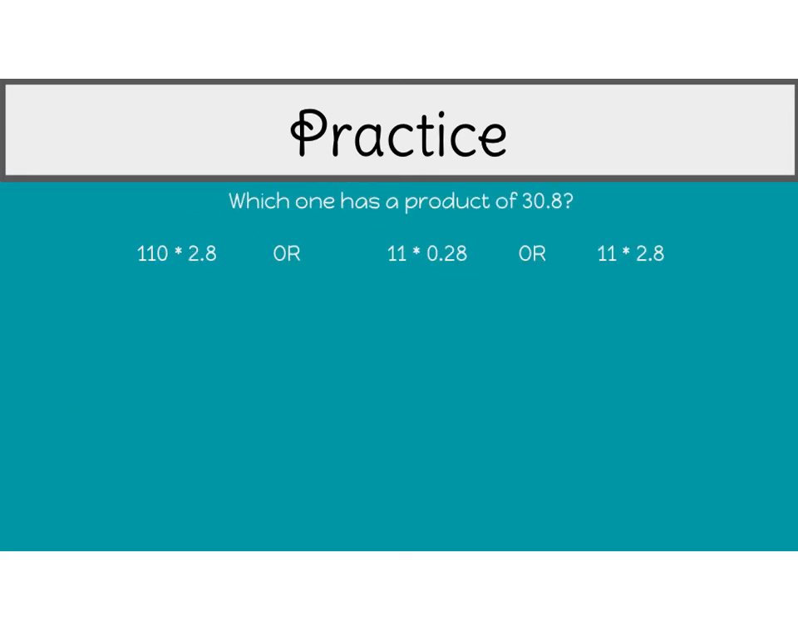Now we're going to take a look at 3 different problems. Up here at the top, we have 110 times 2 and 8/10, 11 times 28 hundredths, and 11 times 2 and 8/10. Which one do you think has a product of 30 and 8/10? So think about how we just went through estimating some problems. If you were going to estimate some of those, which one do you think the answer would be?